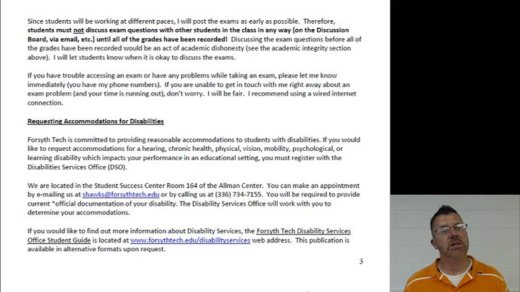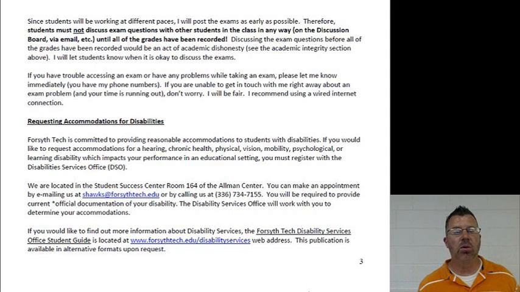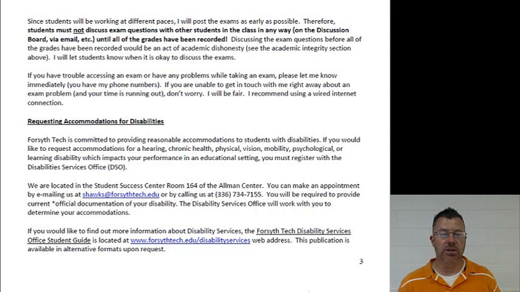Therefore, students must not discuss exam questions with other students in the class in any way on the discussion board, via email, etc., until I have posted all the grades and they've been recorded. Discussing the exam questions before all the grades have been recorded would be an act of academic dishonesty, and please revisit the academic integrity section that we just went over. I will let you guys know when it's okay to discuss the exam questions.